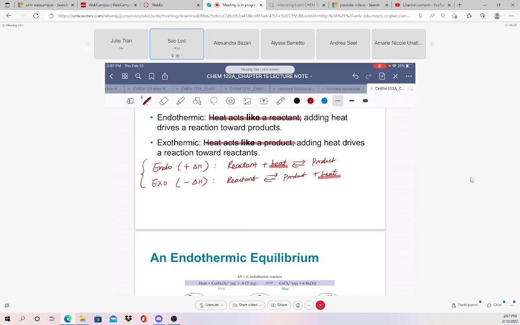Let's say heat is added to an endothermic reaction. Is the reaction going to shift to the right or left? The answer is the reaction shifts to the right. K value is product over reactant.